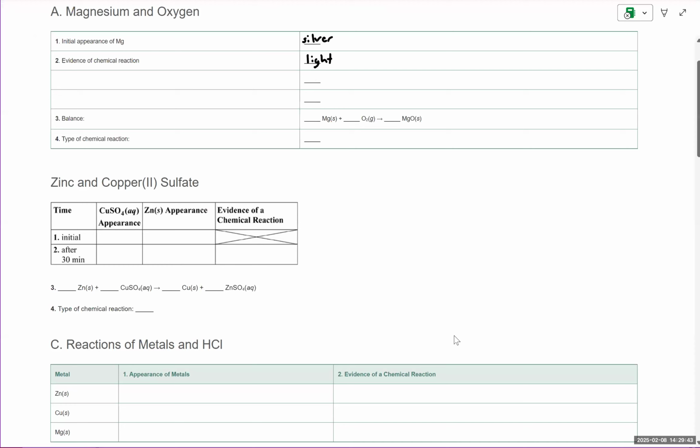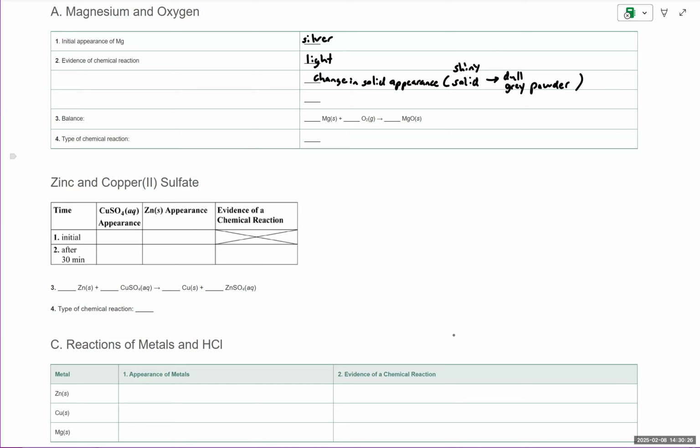So let's write that down. There is a change in the solid appearance. An example of this, it was a solid that is shiny, and it has been converted into a dull gray powder. So clearly, there has been a change. We went from magnesium to something that is clearly not pure magnesium. In fact, this is a new compound, magnesium oxide.